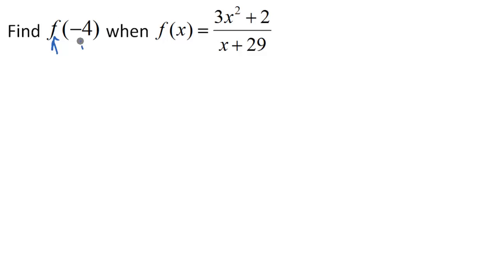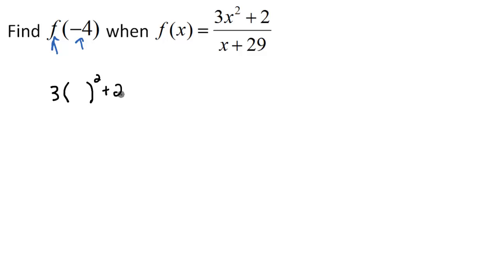Now the number in parentheses, that represents the input, so that's going to be basically what's taking the place of the variable in this function right here, which is x. So with that said, let's go ahead and rewrite this function. It's going to be 3, and then instead of writing x, I'm just going to do open parentheses because I'm going to have to substitute a -4 in right here for this x and this x right there.